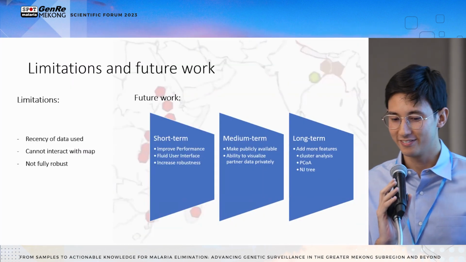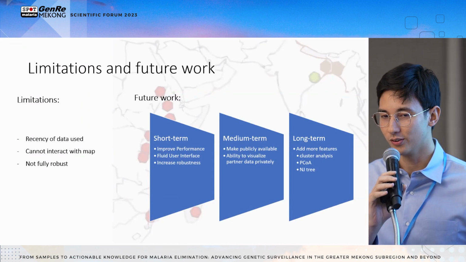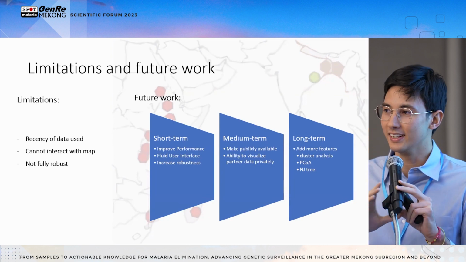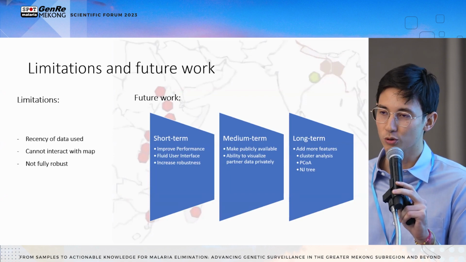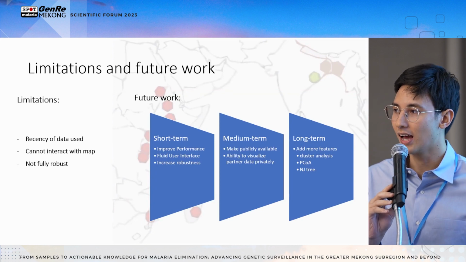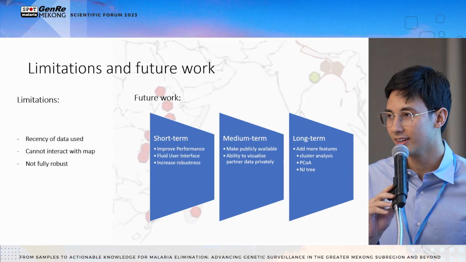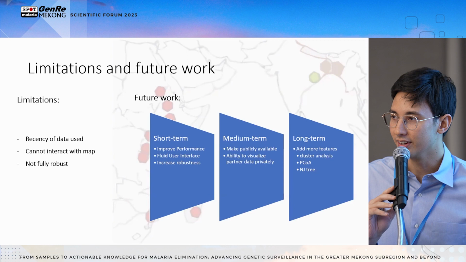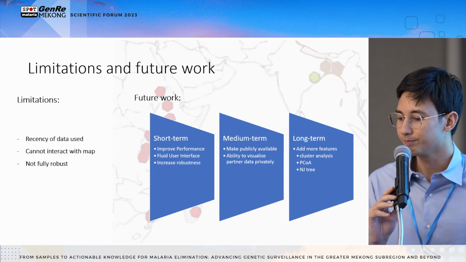Right, so before I finish this talk, I'd like to give a brief limitation and future directions for the web application. One big limitation is that it is still a prototype. We are still in the process of developing it and making it more robust. There's also a limitation with how recent the data is. The data used in the application is not the most recent data. It's using the published data, and for Cambodia, Laos, Vietnam, that only goes up to 2019, I believe. And also, users can't interact with the map that's produced.